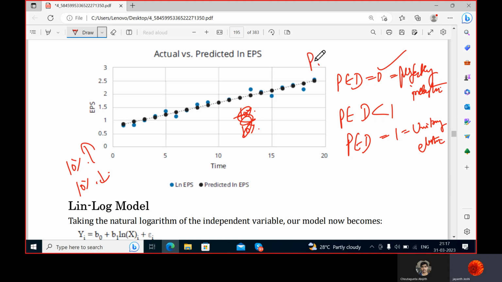Here, price increases by 20%, demand is decreasing by 0%. It's still the same. Price increasing by 20%, demand decreases by more or less.